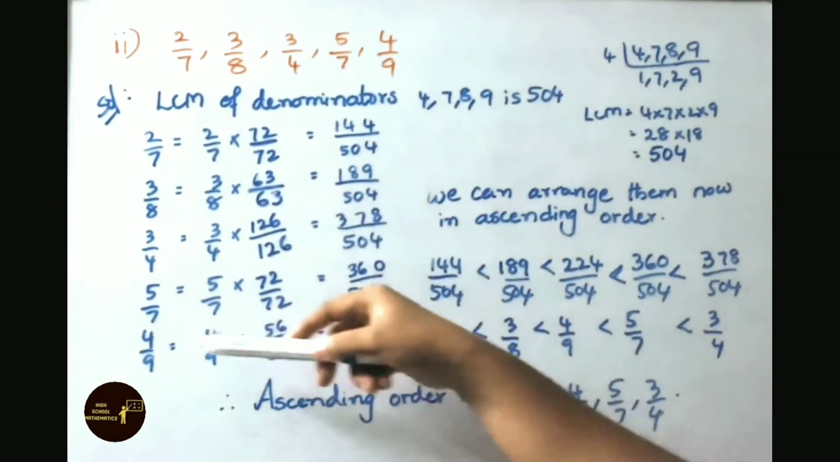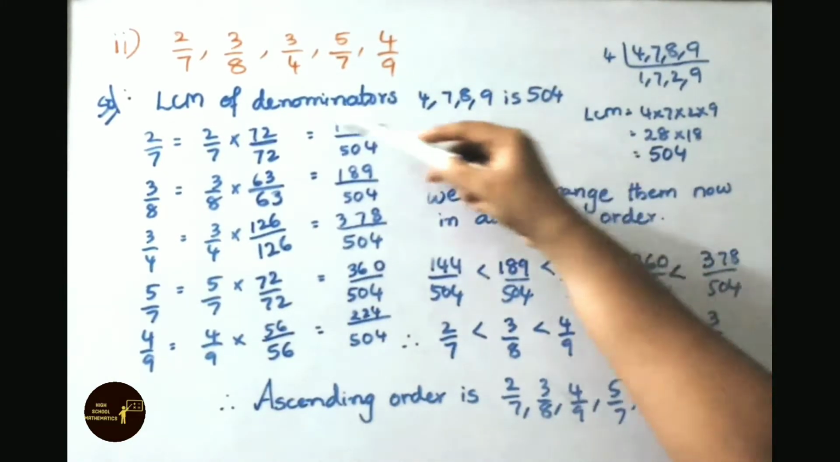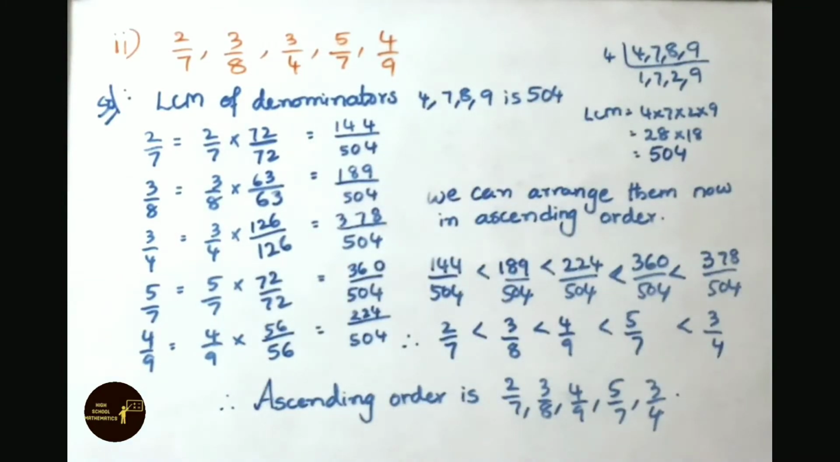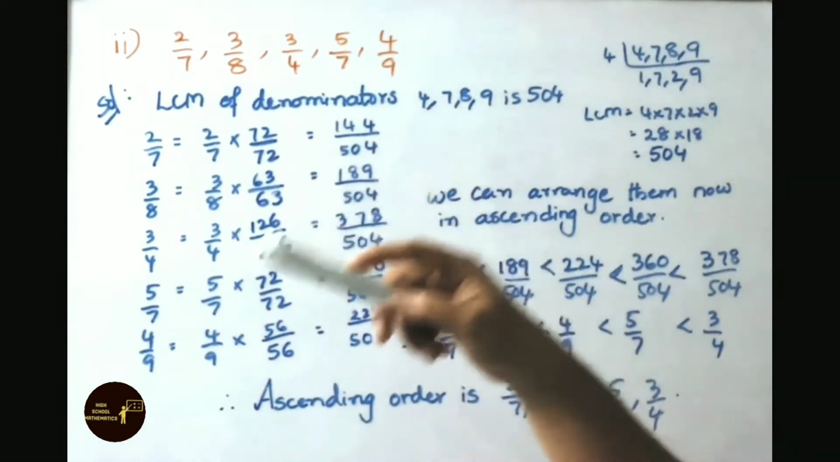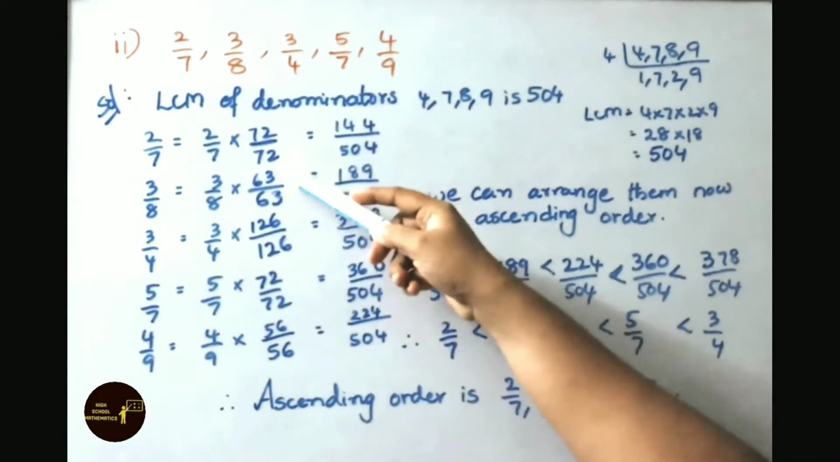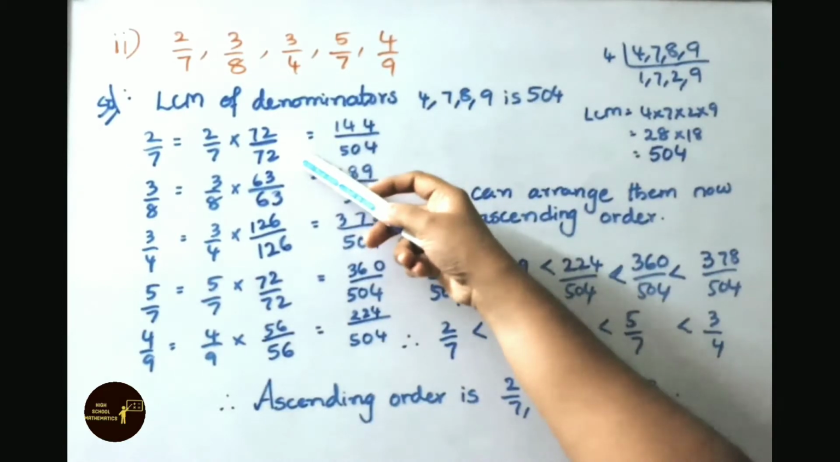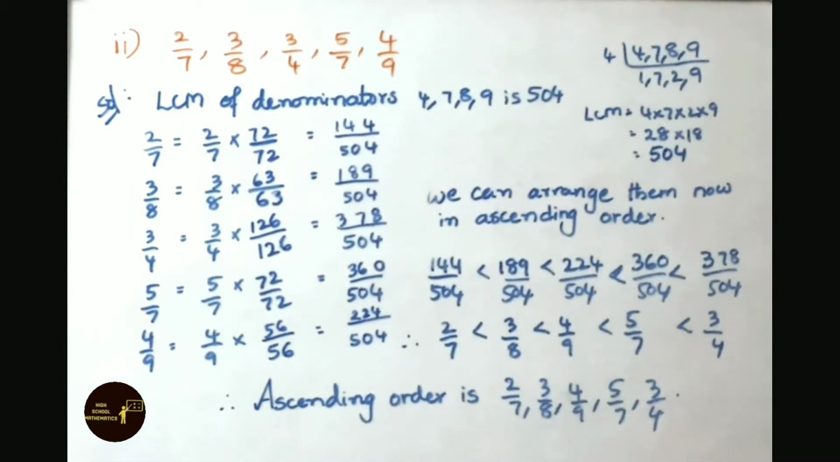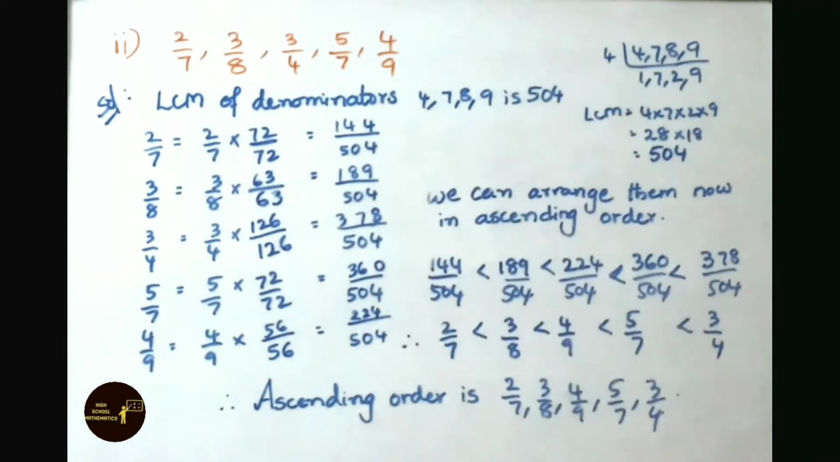We must make the denominator of the given fractions the LCM value 504. For that purpose, we multiply numerator and denominator by a number. See here, first one 2 by 7. 7 times 72 is 504. So numerator and denominator we multiply by 72. 2 seventy-twos are 144. 7 seventy-twos are 504.